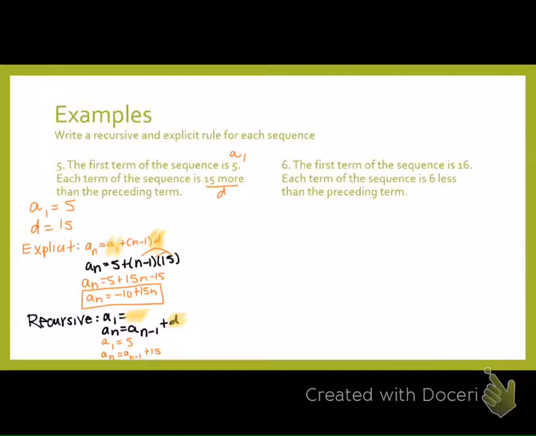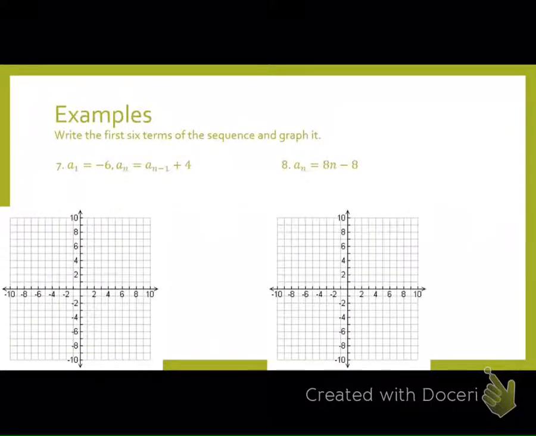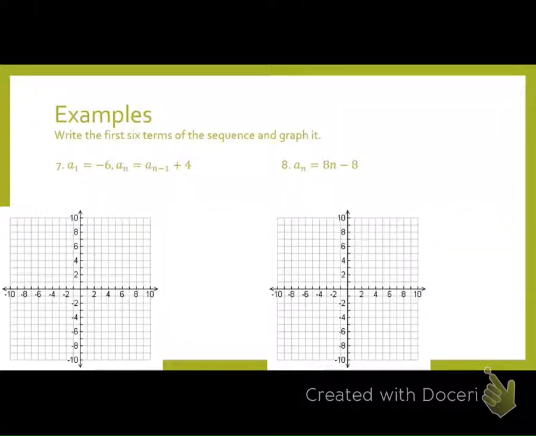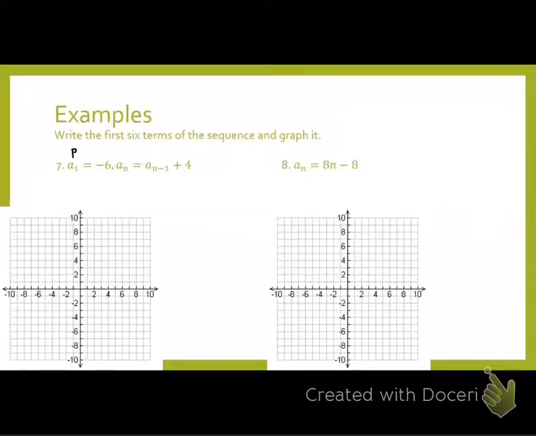All right. We are going to do example 7, and then I'm going to have you guys do the homework. So write the first 6 terms of the sequence. First of all, is this number 7 recursive or explicit? It's recursive. Anytime it gives you the first term, it is recursive.